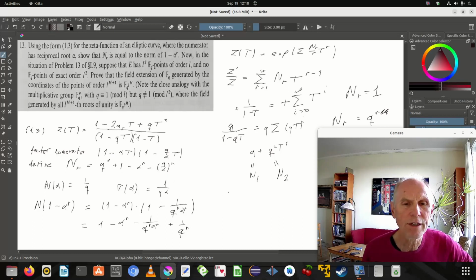I think they stated in the book that the two solutions were alpha and q divided by alpha, and if that's the case, then we get the right result.